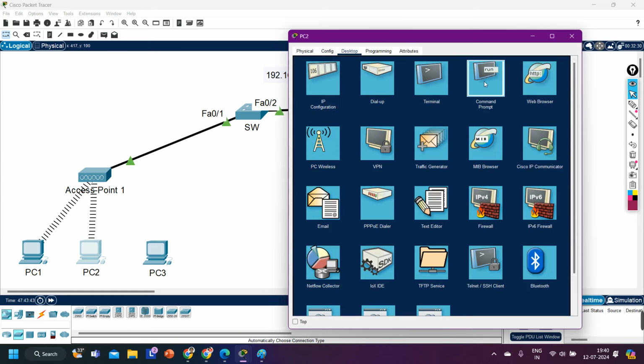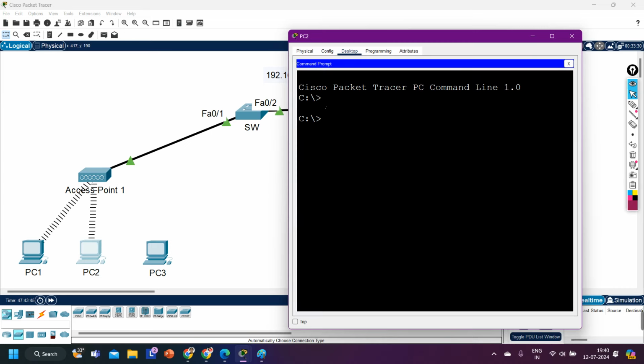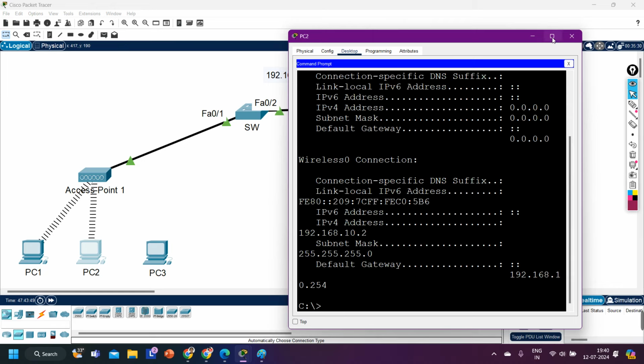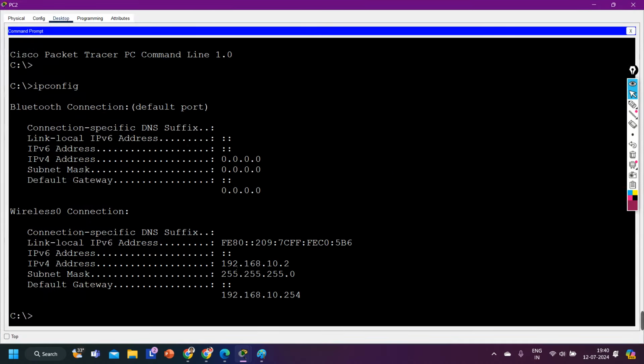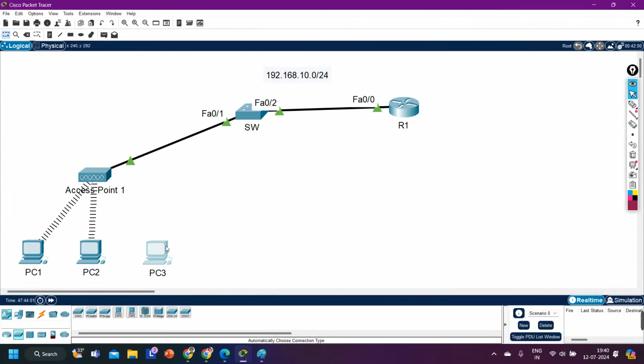And here I can show you the IP address. So simply say ipconfig. Now you can see the IP address of this machine is 192.168.10.2. So this machine has got this IP address from the DHCP server, and the default gateway IP address is 192.168.10.254.